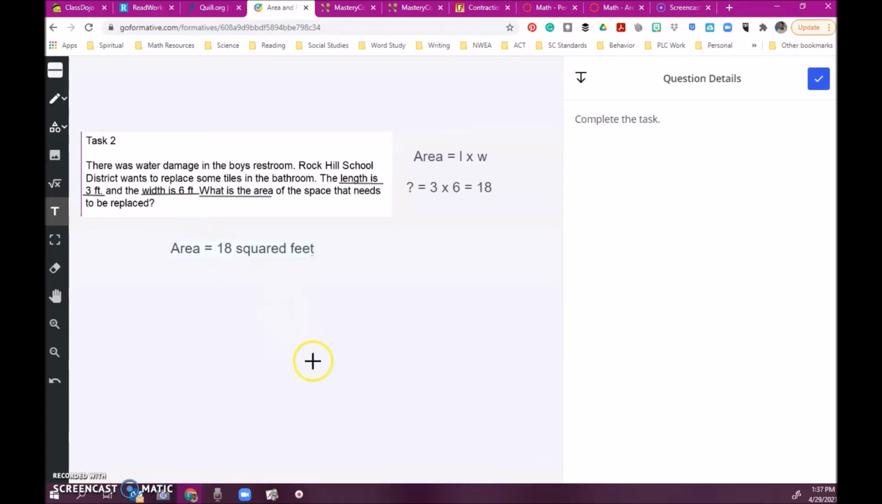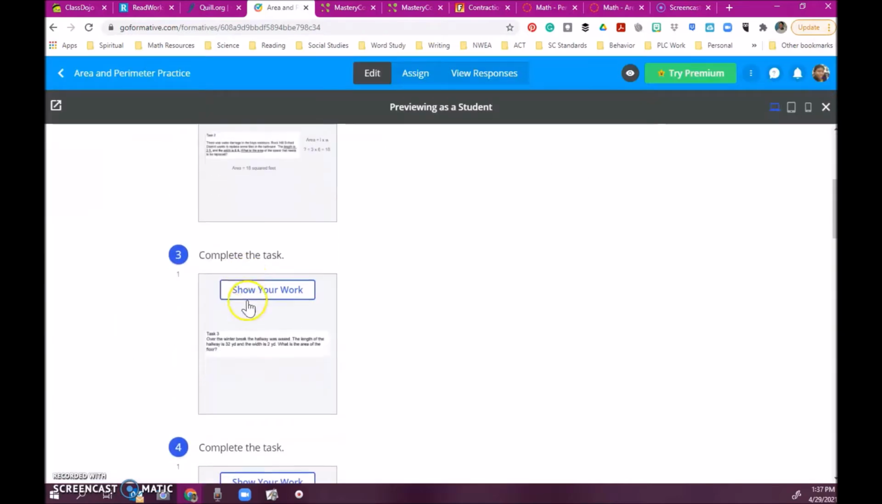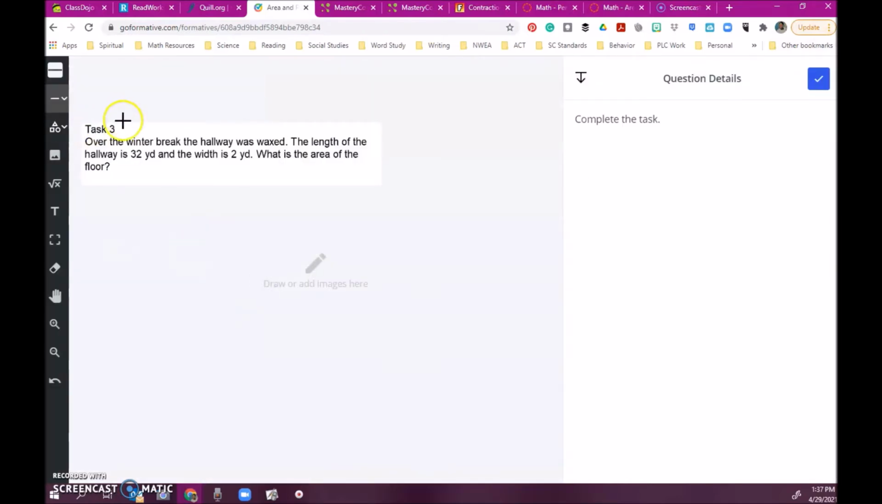There we go, 18 square feet. Okay, moving on to task 3. Over winter break, the hallway was waxed. The length of the hallway is 32 yards, and the width is 2 yards. What is the area of the floor?